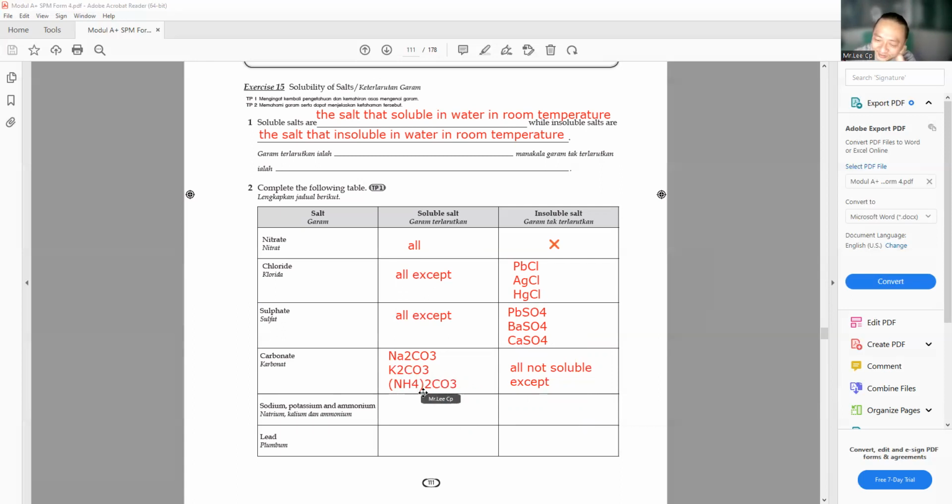K2CO3, and (NH4)2CO3. Those are the soluble ones, right? The not soluble ones are many, all not soluble except these soluble ones. Because terbalik. Ayya, dreaming. Sodium, potassium, aluminum. Sodium, potassium, aluminum. How? Not aluminum, ammonium. Soluble or not soluble?